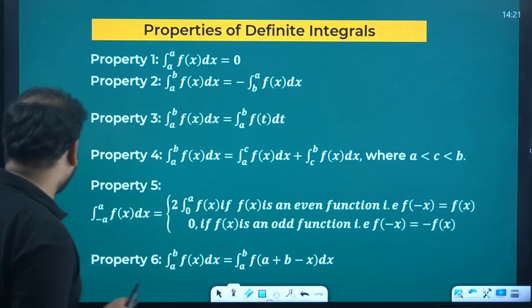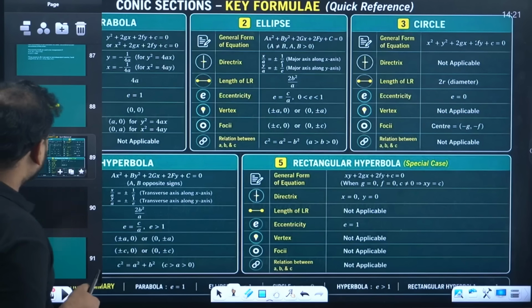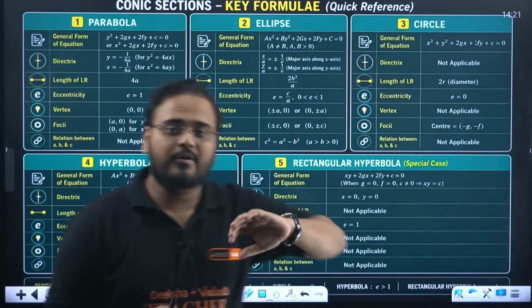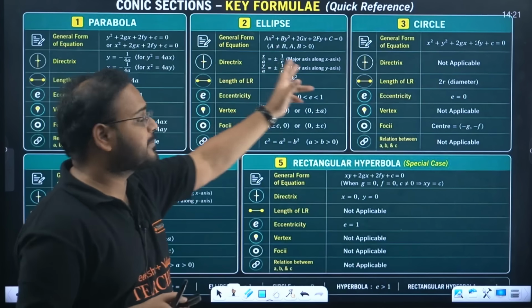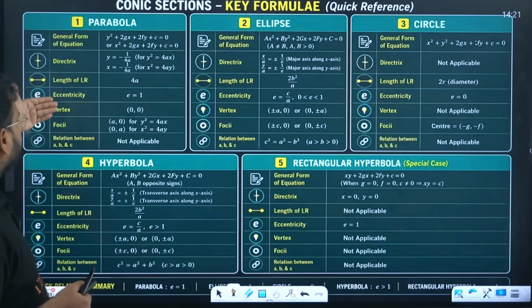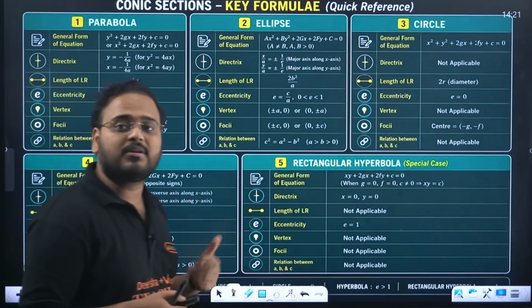And one more thing before I end the session, I would like to show you, even in conics also, I have given these results guys. For all the important formulas for parabola, ellipse, circles, whether it is directrix, length of latus rectum, eccentricity, vertex, foci, all the formulas have been mentioned. Please try to remember these formulas, okay?